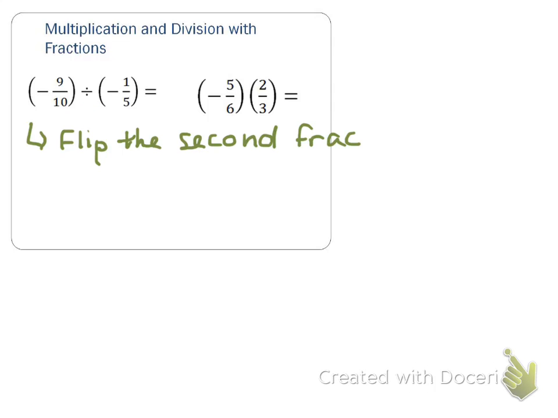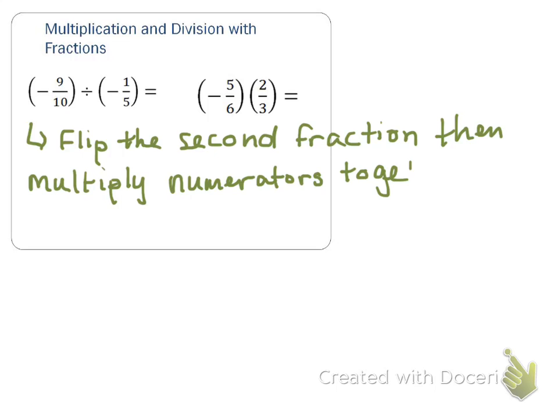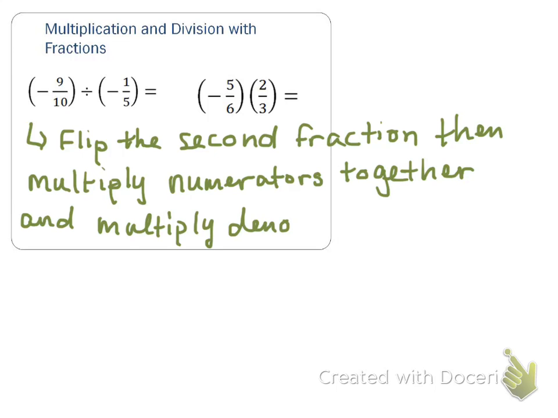For division, we need to flip the second fraction and then multiply the numerators together and multiply the denominators together. With multiplication and division, there's no cross multiplying. It's all top row, bottom row.